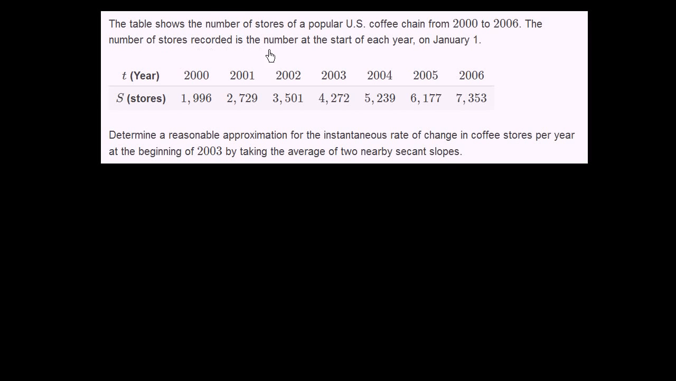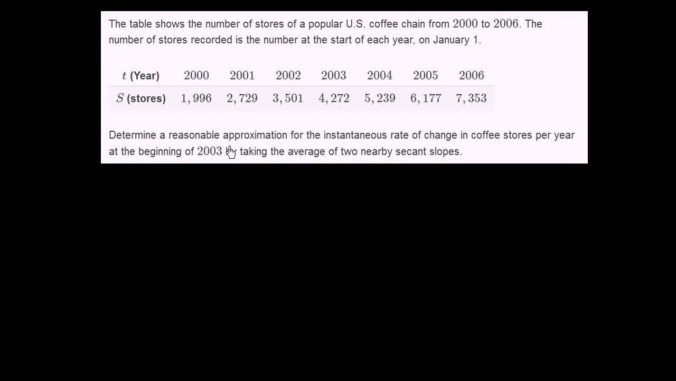The table shows the number of stores of a popular U.S. coffee chain from 2000 to 2006. The number of stores recorded is the number at the start of each year on January 1st. So in 2000, there's 1,996 stores. In 2005, 6,177, so on and so forth.